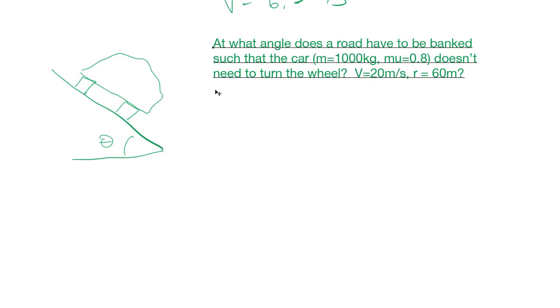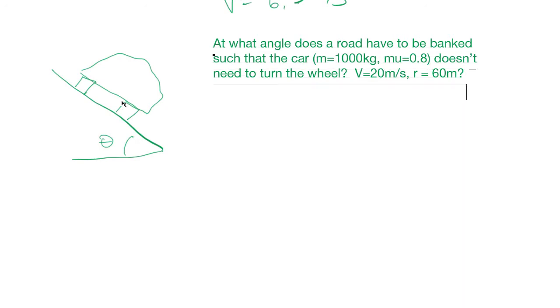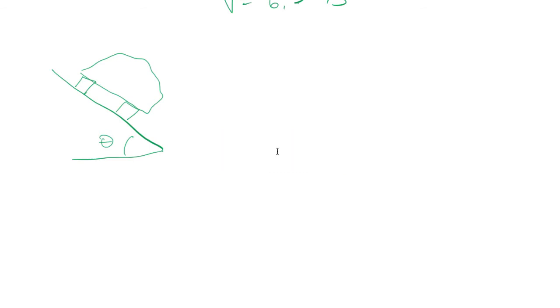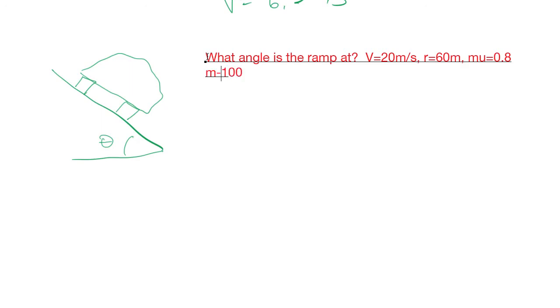All right, so the free body diagram in this picture, all right, once again, like always, no, don't do that. Sorry, deleted it because I hit the wrong button. V equals 20, R equals 60 meters, mu equals 0.8, mass equals 1,000. There we go.